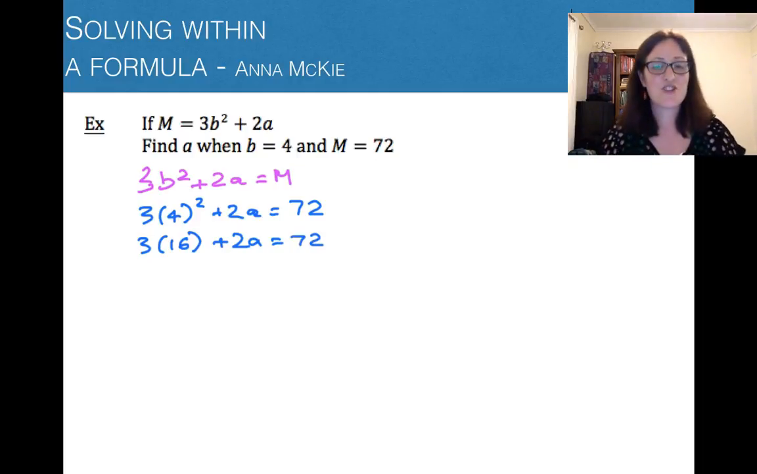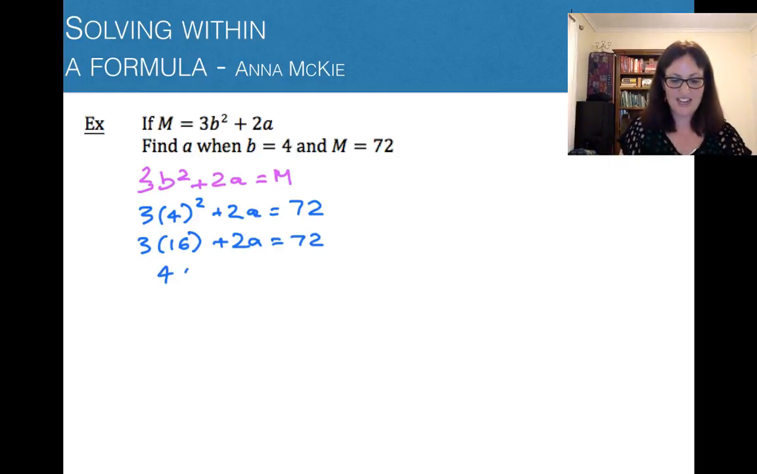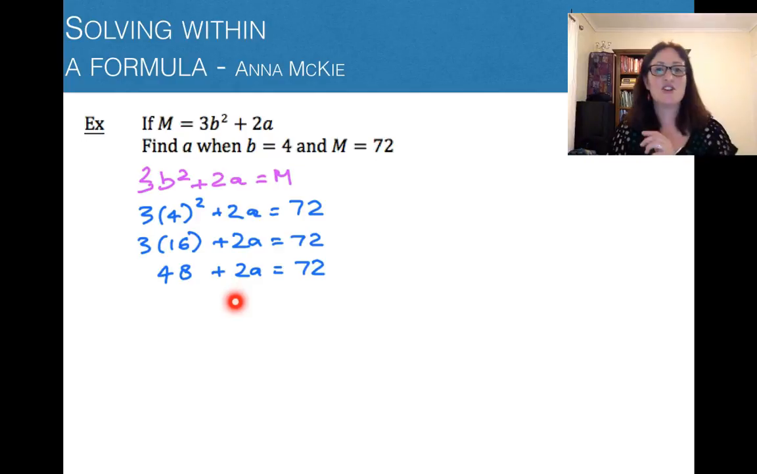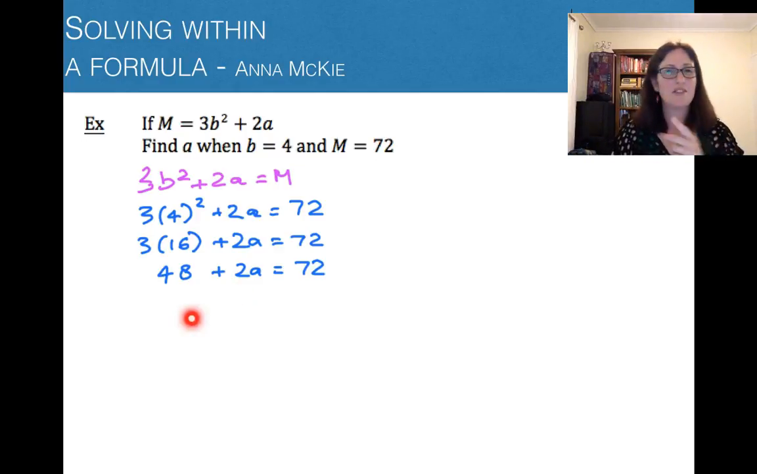Now make sure, my students, you have your calculators handy and you're writing down everything that you see here, the question and the answers. Do 3 times 16, what do you get? 48. And the rest stays there, plus 2a equals 72. Now, you're usually used to seeing that perhaps as 2a plus 48, but they're around the other way. Don't let that put you off.